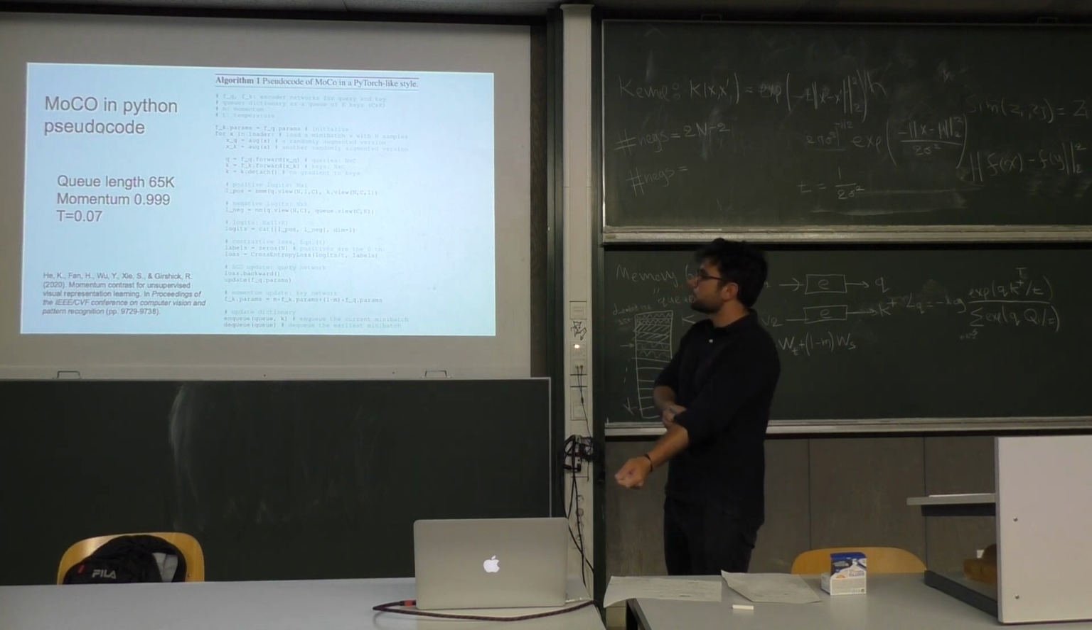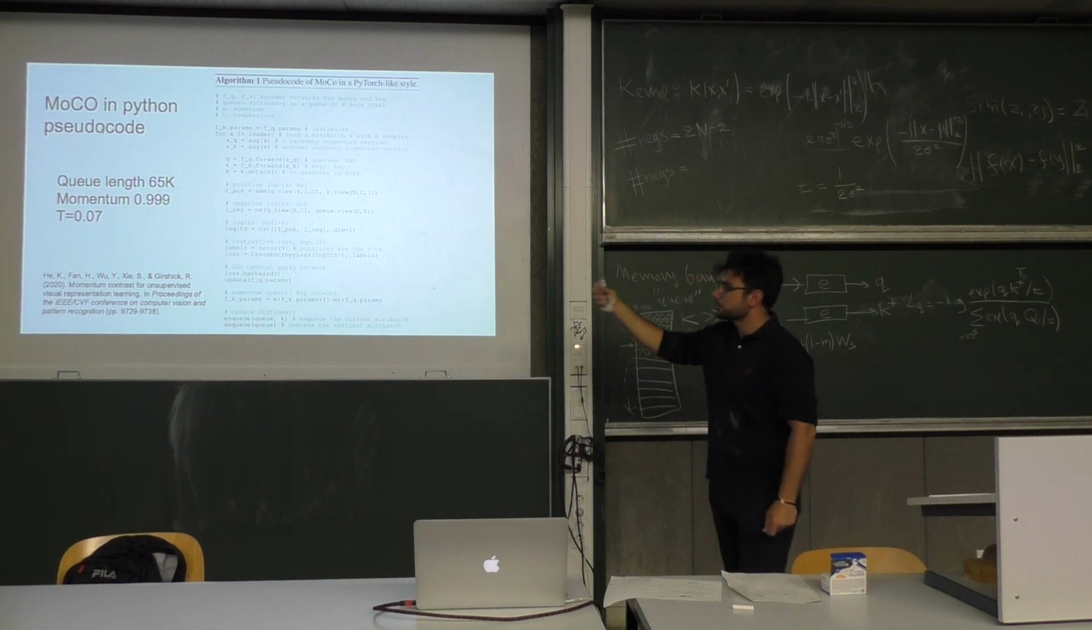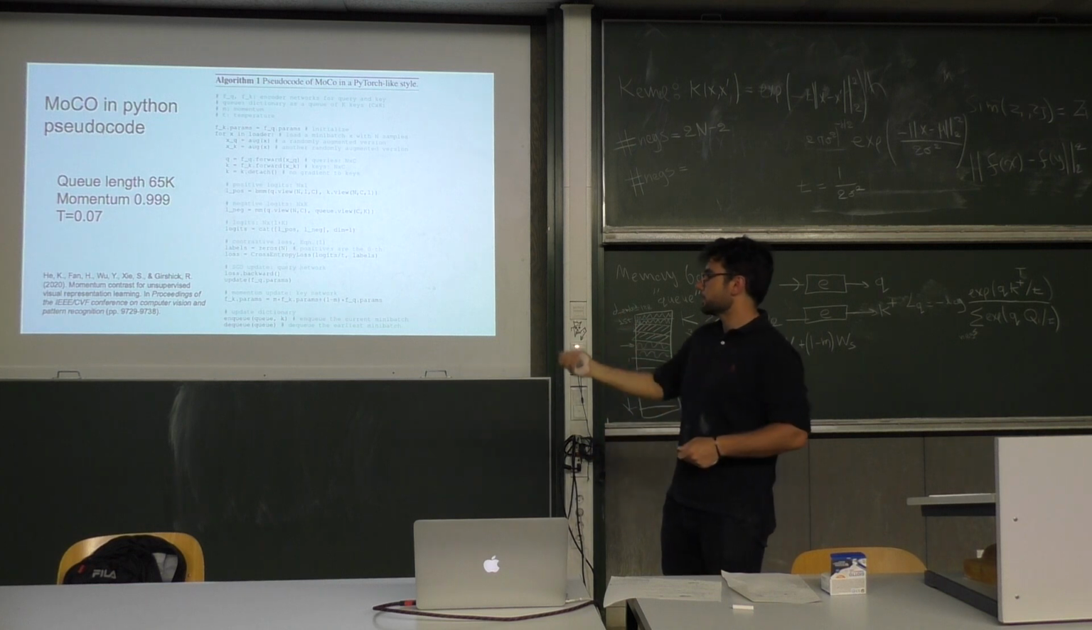And in practice, we use a queue length of 65,000, the momentum is something like 0.999, and they have a small temperature.